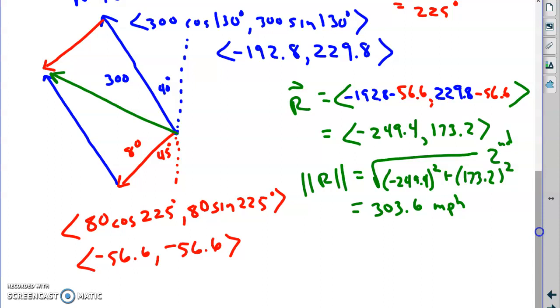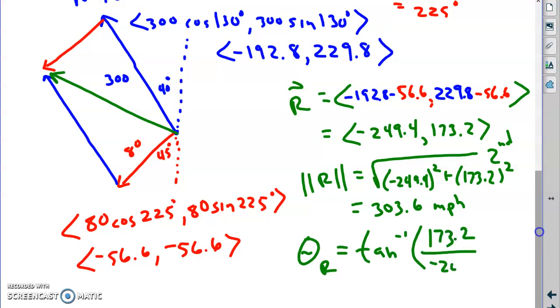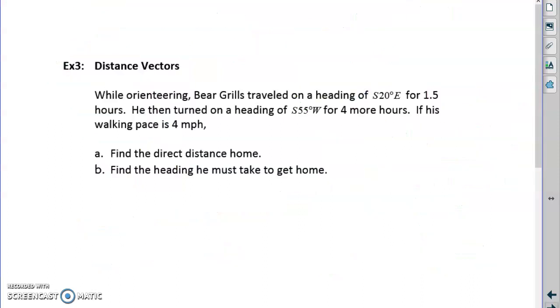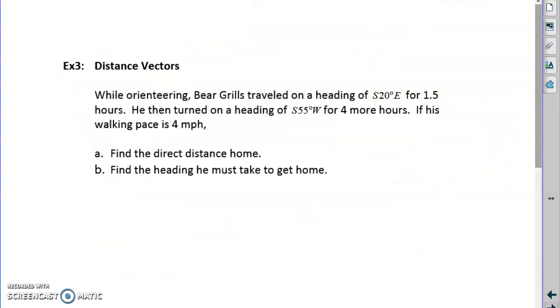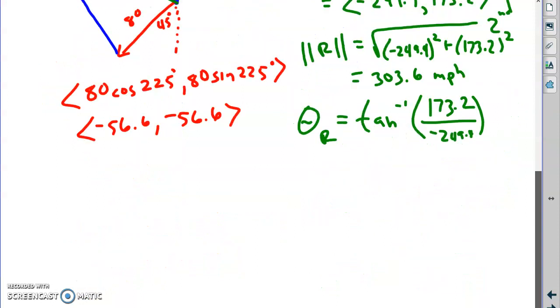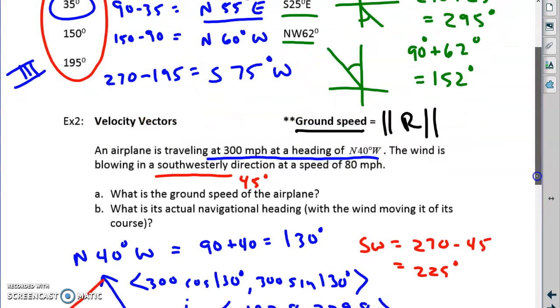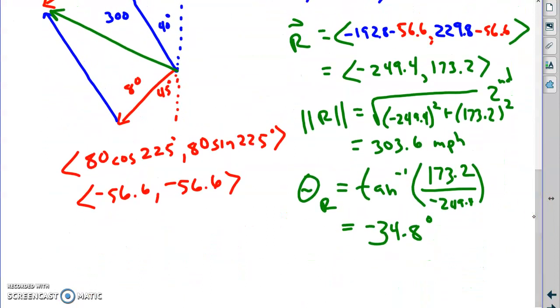Let's figure that out. Theta of R always equals tan inverse of y over x, 173.2 over negative 249.4. I got theta to equal negative 34.8, pardon me. Okay? Now, that negative angle is in the second quadrant. So that really means what we're going to do is we're going to add that to 90 and add some headings.